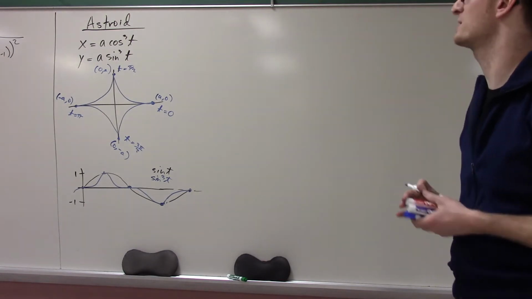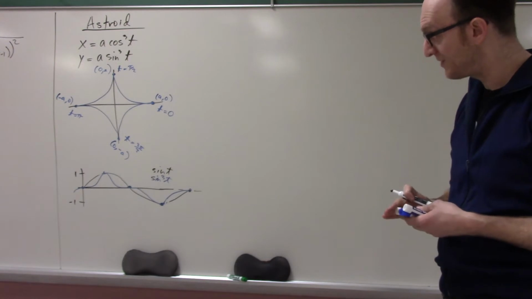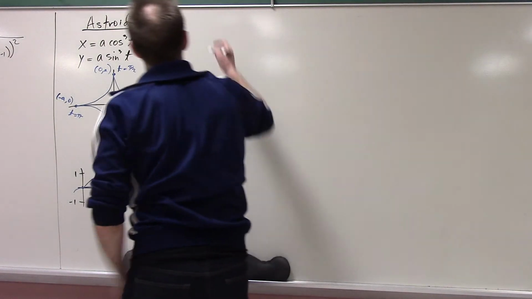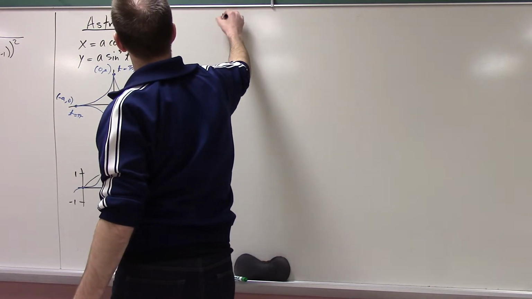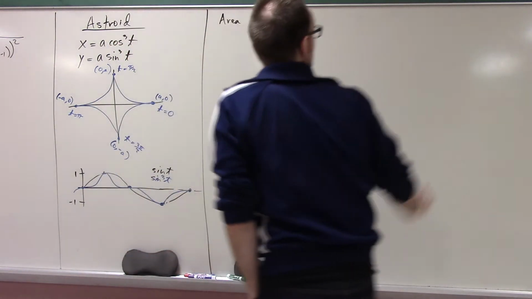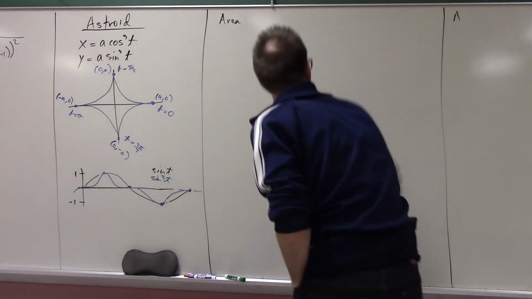I want to do two things now. I want to find both the area inside the asteroid and the arc length of the asteroid. Okay, let's go. Oh, I think the area is the hard one and the arc length one is kind of easy. It's something like that. So let's go.